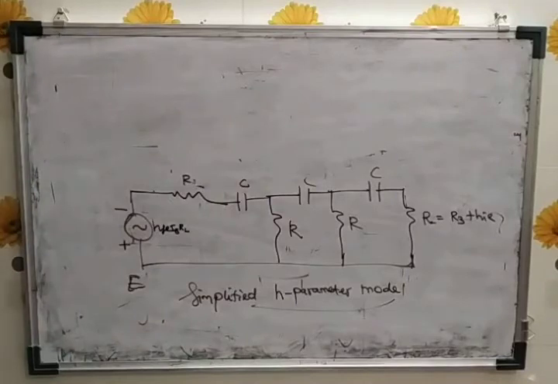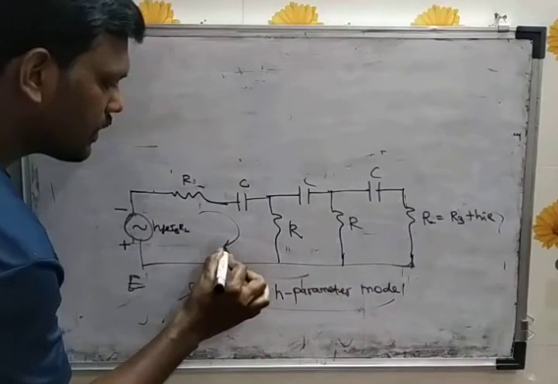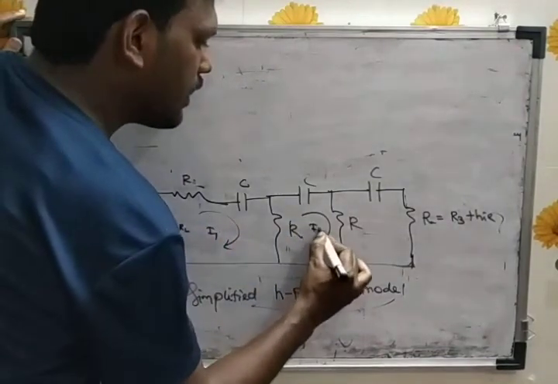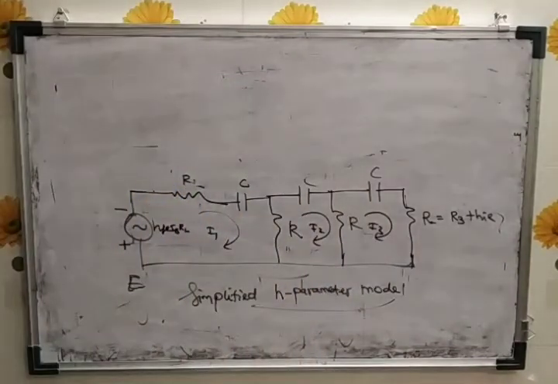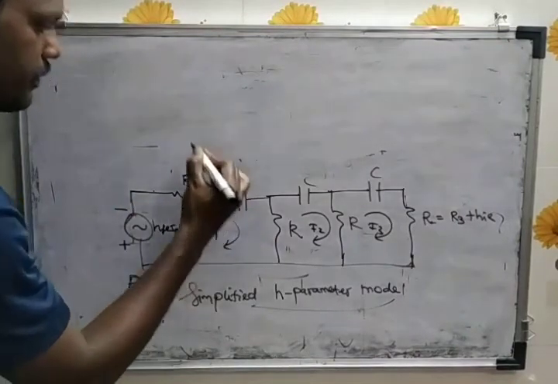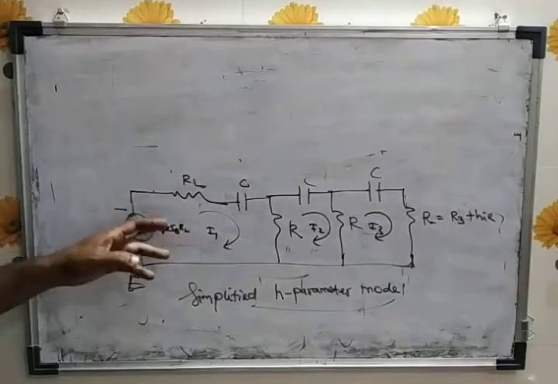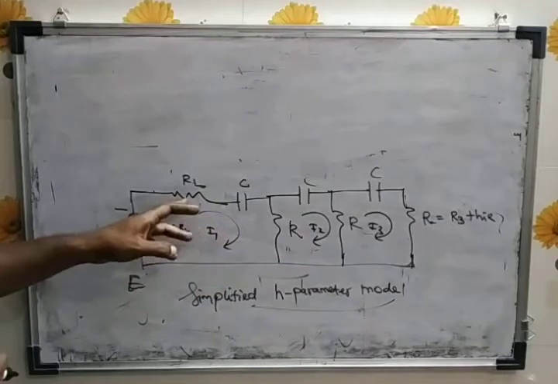So now consider current flow into loop 1 is I1, loop 2 is I2, and loop 3 is I3. So write KVL in loop 1.